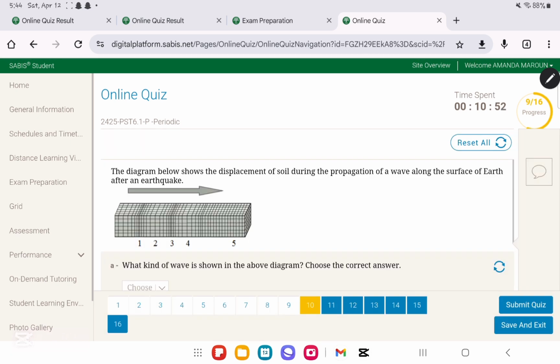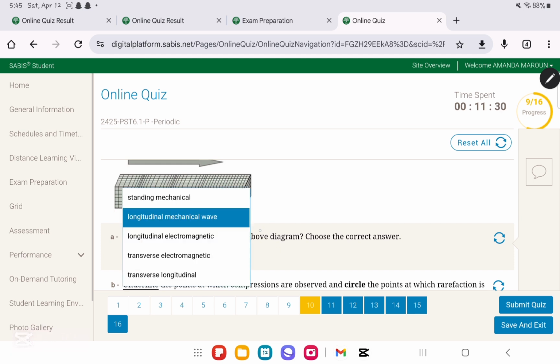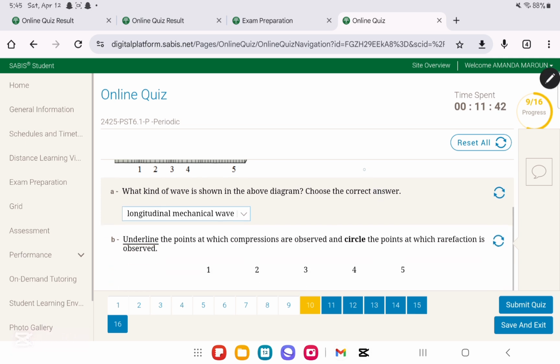Okay, now we move on to question number 10. In question number 10, they said the diagram below shows the displacement of soil during the propagation of a wave along the surface of the earth after an earthquake. What kind of wave is shown in the diagram above? You can see that the motion is along the direction of the wave. So because it is along the direction of propagation of the wave, it is longitudinal. So it is, first of all, a longitudinal wave, and second of all, a mechanical wave. It's definitely not an electromagnetic wave. Why? Because it needs a medium to travel through. That's why it's a longitudinal mechanical wave.